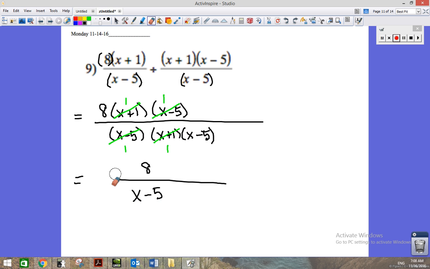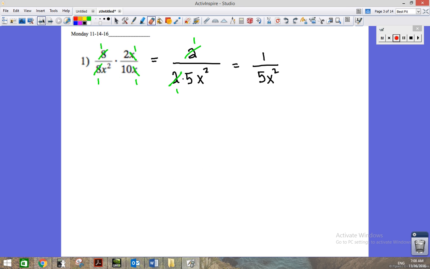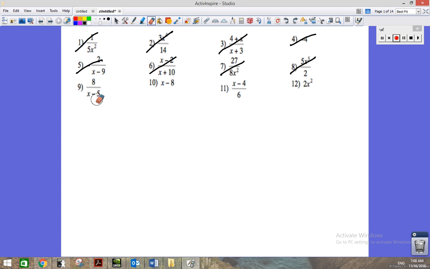Now, I didn't need to draw that division bar that long. Alright, so there we have our answer for number 9. Let's check it against our key. 8 over x minus 5.